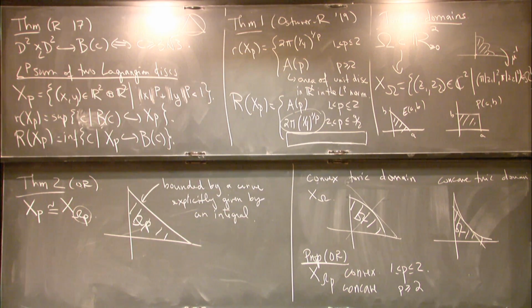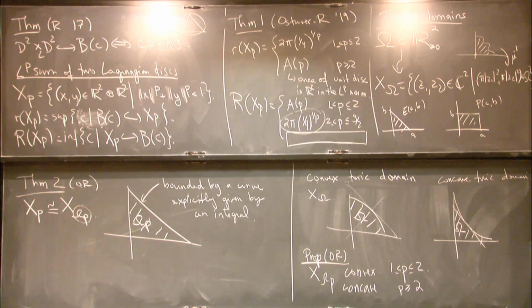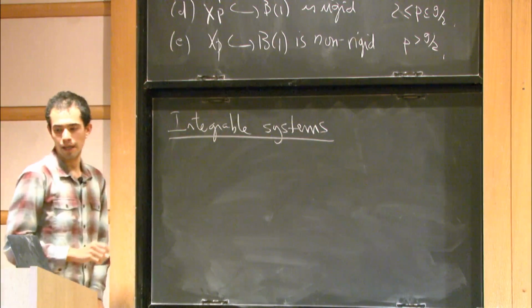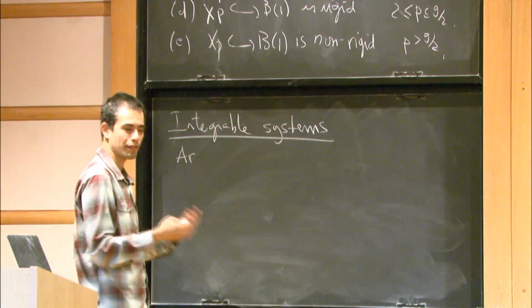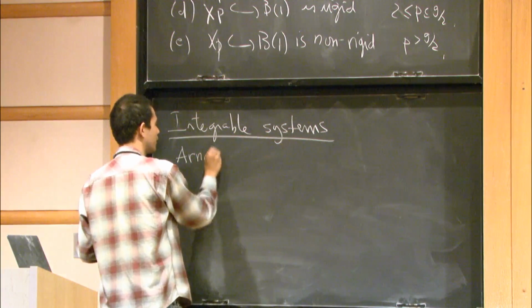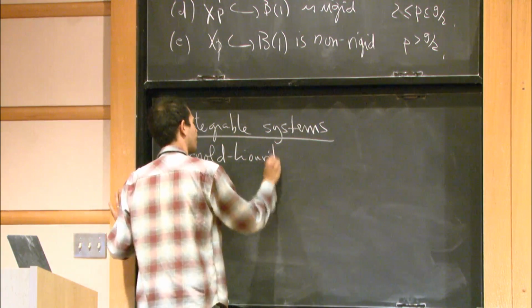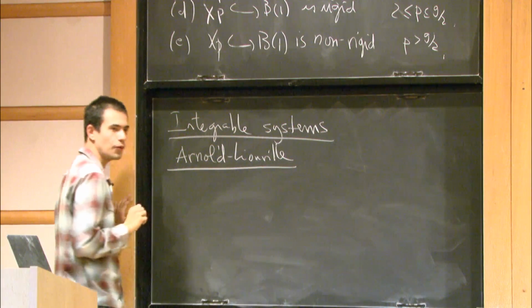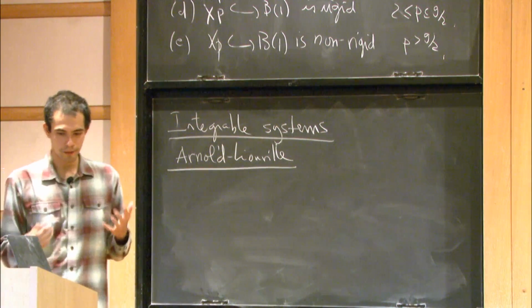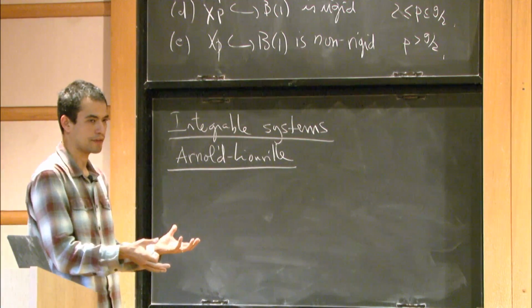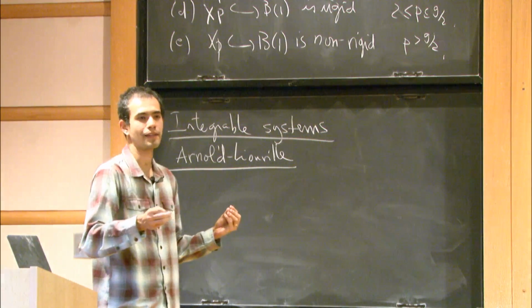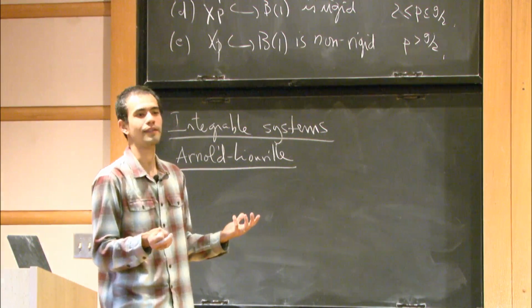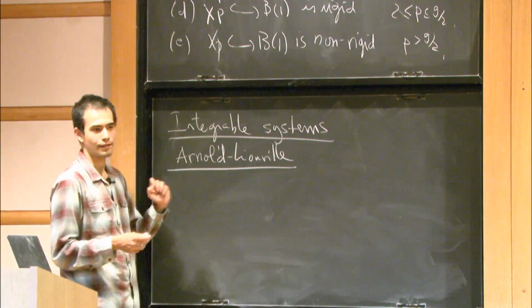OK, so let me tell you a little bit about how integrable systems come into the picture. So I guess one of the most important results in integrable systems, maybe the foundational result in some sense, is the Arnold-Liouville theorem. What it does is basically say, if you're given a symplectic manifold, and if you have a set of commuting Hamiltonians, then if a few conditions are met, it's actually a toric domain in disguise.